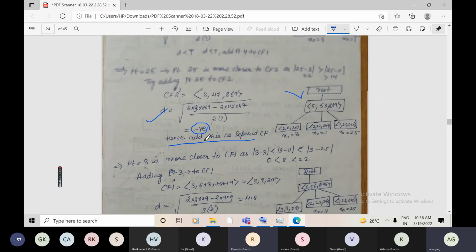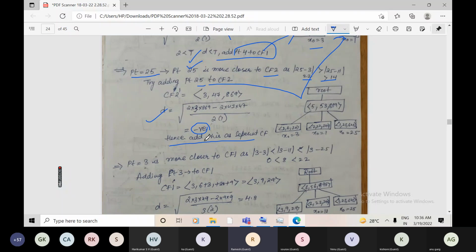Similarly, it is not the number of points, it's only the number of branches? Yes, it is not the number of points. The branching factor is the number of children nodes. Okay.